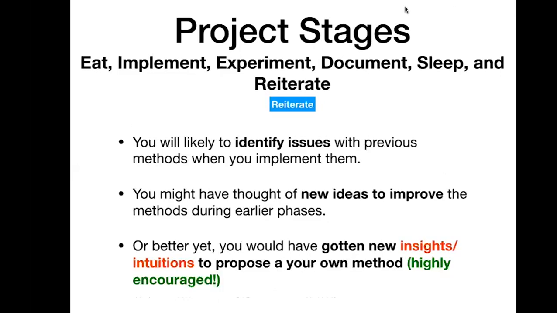And then reiterate. So now you have completed implementing, experimenting, and documenting, right? After that, you can reiterate these steps, because you will be implementing method after method, and then realizing what sort of issues they have, and what sort of new ideas you can implement to improve these methods. And sometimes, better yet, you would have also gotten new insights and new intuitions to propose your own method, which would be highly beneficial and highly encouraged, because that would result in new discoveries, right? And therefore, these are the key steps that you have to follow.